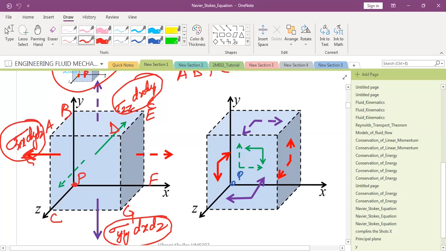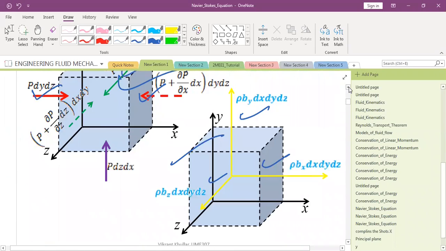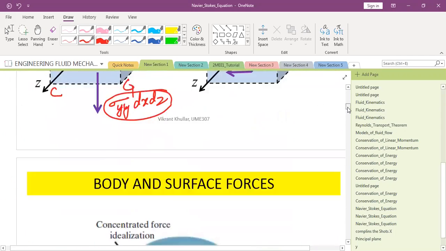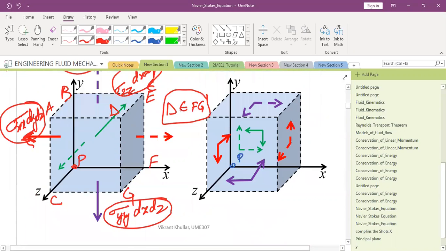Now, what about face DEFG? Try to do it as you did in the case of Euler equation. You had a certain force here, and the force on the distant face was equal to what? This force plus some additional force. So with the same token, what should I write down here? For face DEFG, what should this arrow represent?